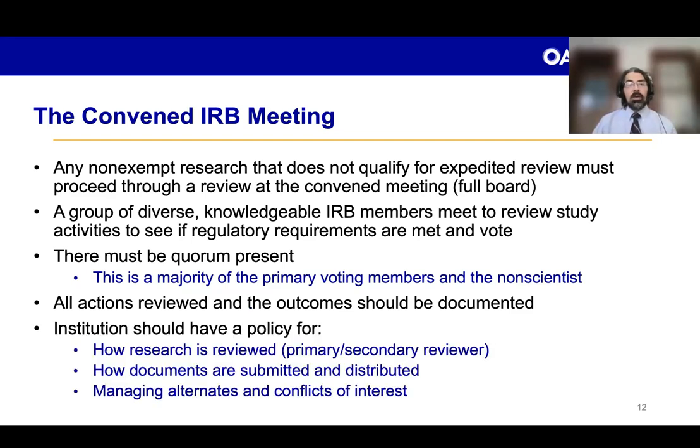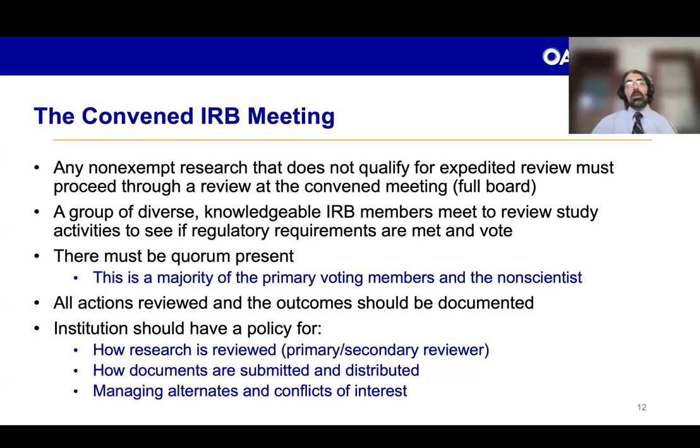So here's where you have some more flexibilities for institutions, as each is able to develop their own individual specific policies. These should cover things like if there's a reviewer system. A large IRB that reviews a lot of research might implement a primary and secondary reviewer system. This is where 2 individuals conduct thorough, in-depth reviews and lead the discussion of the research items.